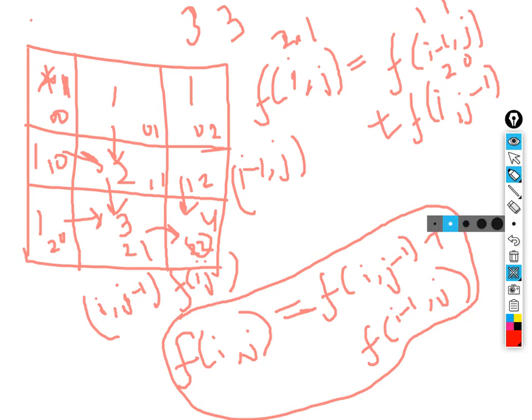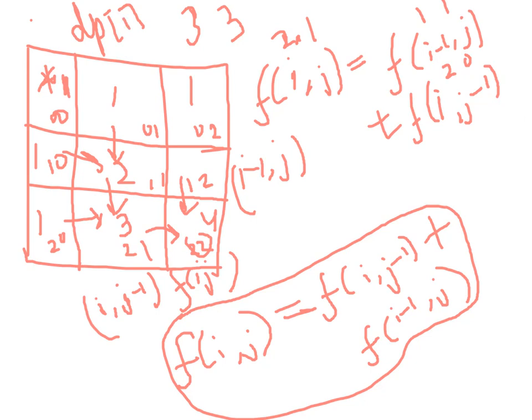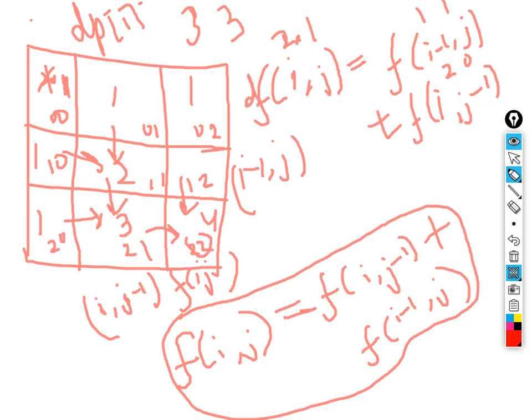So why not store the values as we are doing this in this matrix? So let's say we have a dp table, wherein we know that these places can be reached in only one way, and we fill all the first row and first column with one. And then if f is replaced by dp, where dp is the name of the 2D array we are having, then dp of i comma j would be nothing but dp of i minus 1 comma j plus dp of i comma j minus 1.